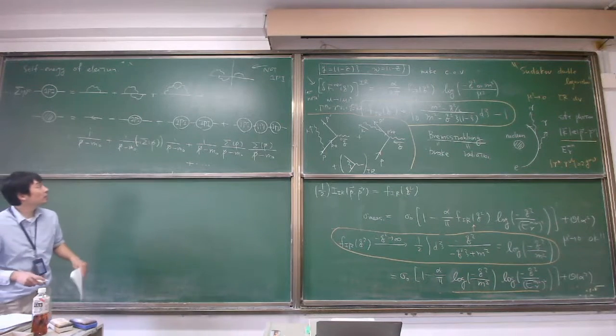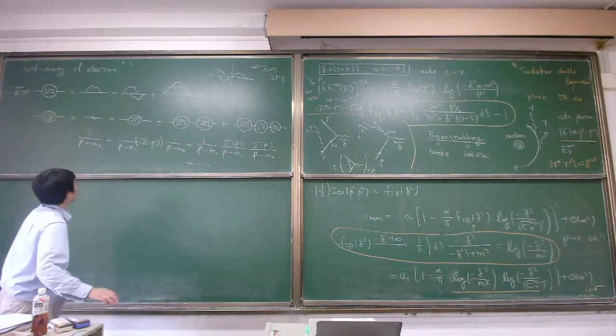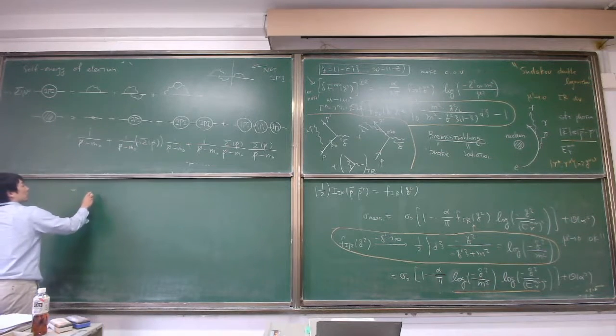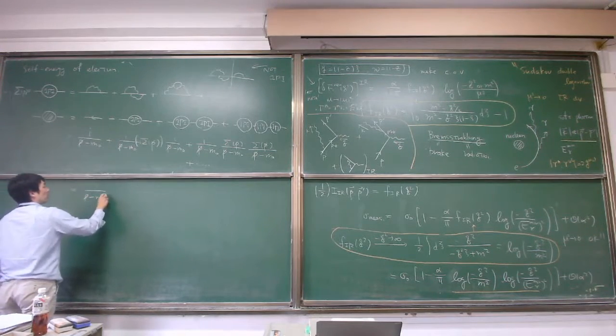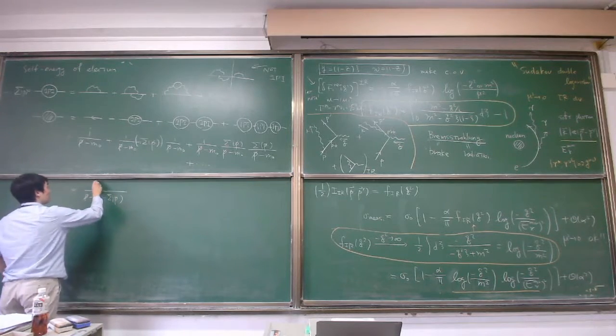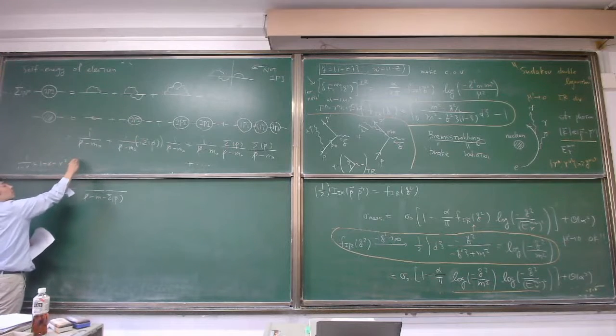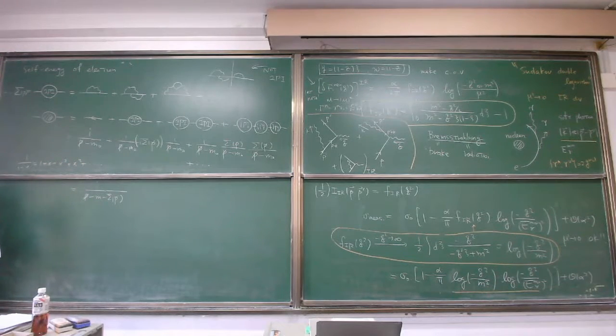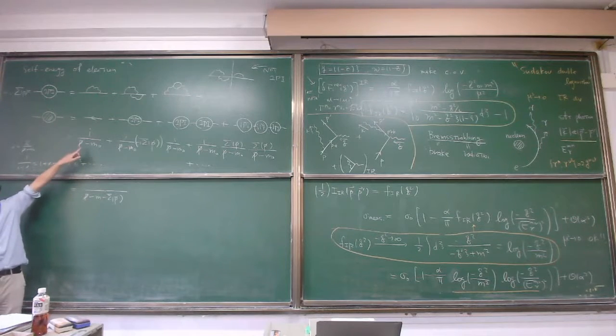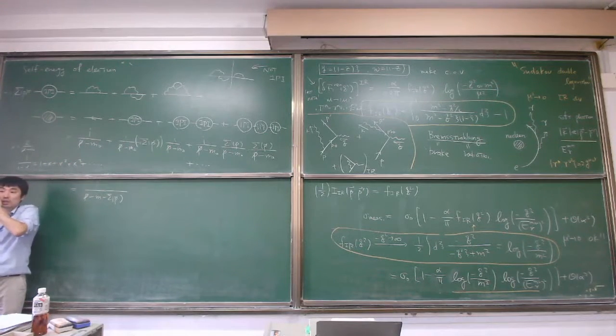And then, if you write it down, this is indeed i over p slash minus m0 minus sigma of p slash, as you can easily see. Do you understand from this step to this step? So 1 over 1 minus x is equal to 1 plus x plus x squared plus x cubed plus dots, right? Here x is equal to sigma over p slash minus m0, and there's the overall factor of i over p slash minus m0. You understand? Is it okay?